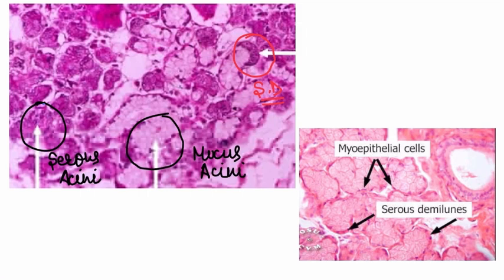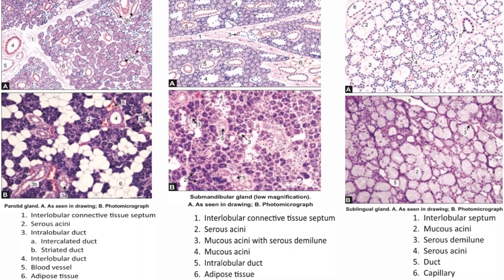So this is serous acini, this is mucus acini, and this is serous demilune. Now this is a very important slide differentiating all the three types of salivary gland, so you can go through all the features.